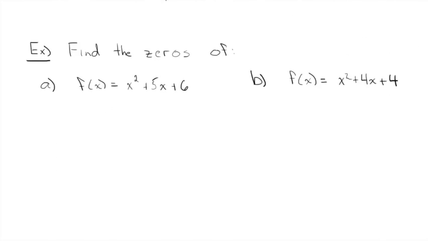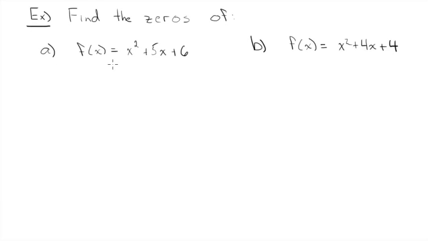So let's do a couple of examples just to remind ourselves of what that means. Find the zeros of these two functions. In order to find the zeros, you have to let f(x) equal 0, because a zero is when f(x) = 0. So we write 0 = x² + 5x + 6, and then you have to solve for x, or figure out which values of x this is true for. The way you do that is to factor.